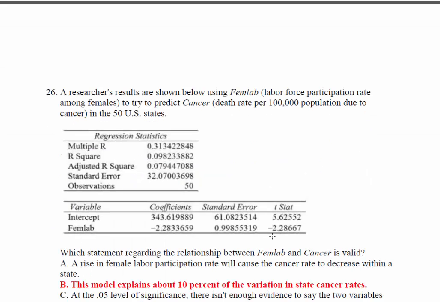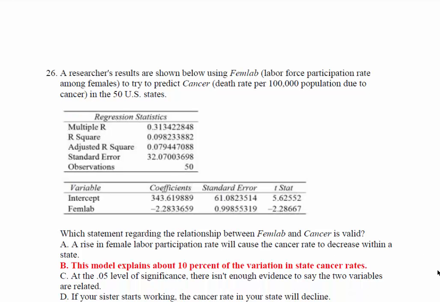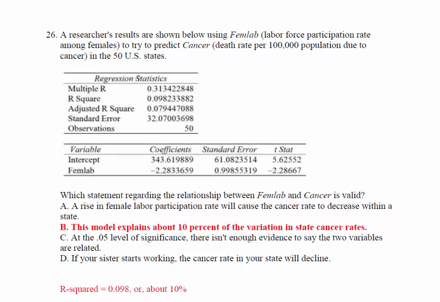Number 26. A researcher's results are shown below using FAMLab, labor force participation rate among females, to try to predict cancer. That's death rate per 100,000 population due to cancer in the 50 U.S. states. This is the regression statistics. Multiple R, R squared, standard error, and observations, 50. And these are the results of the regression. This is the coefficient, standard error, and t statistics.